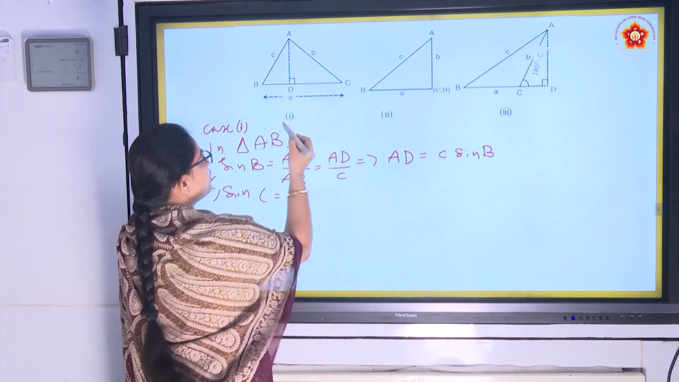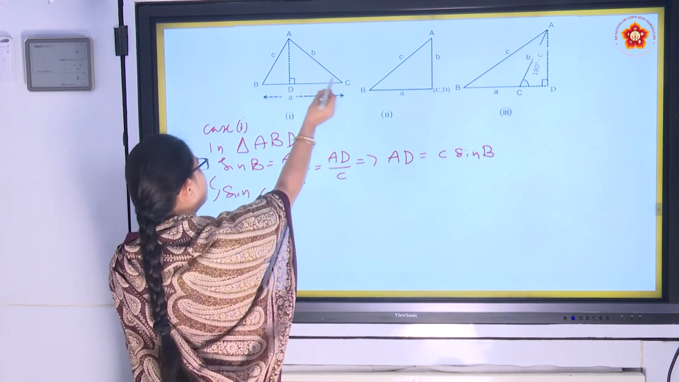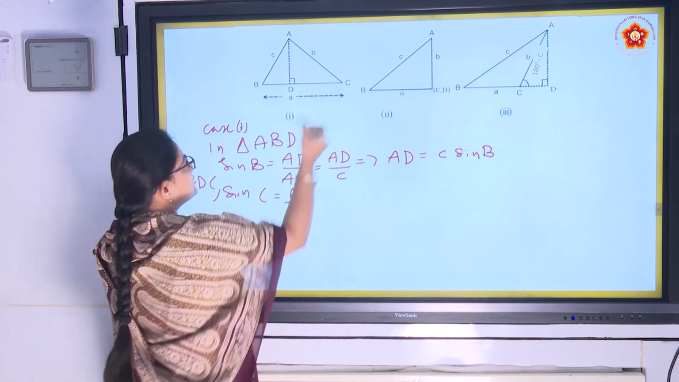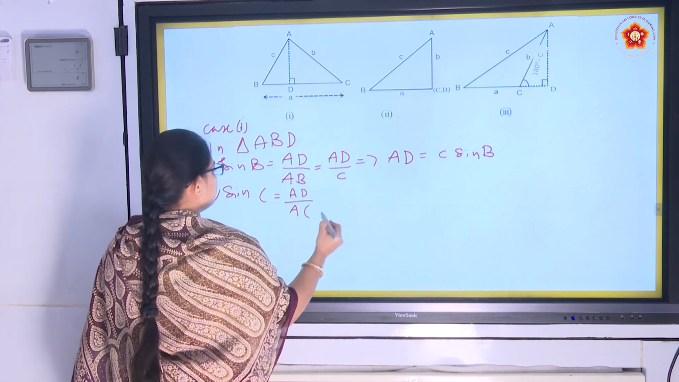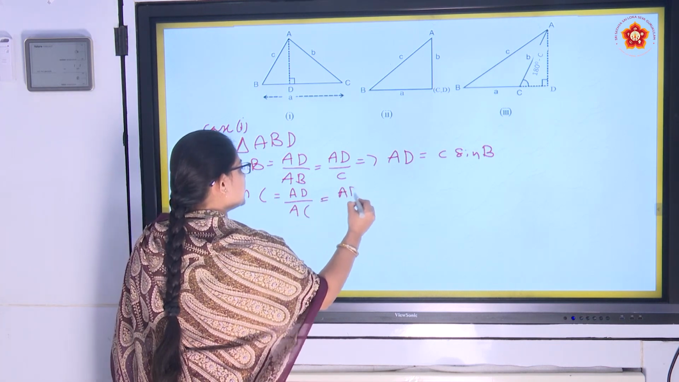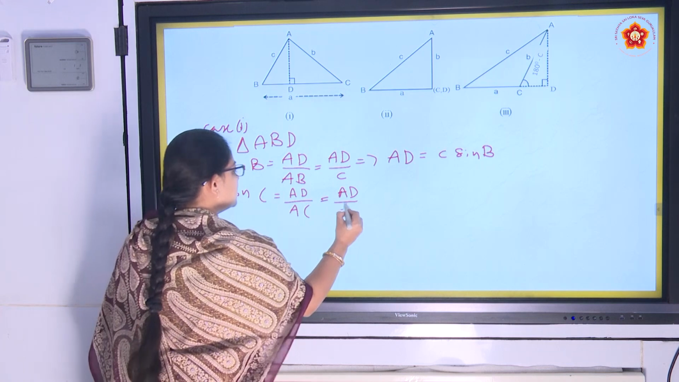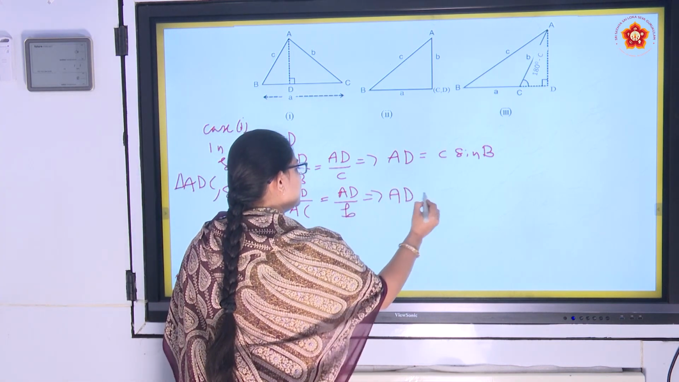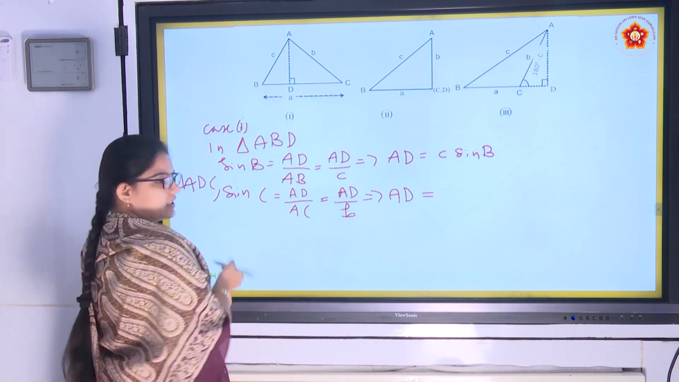So sin C is opposite by hypotenuse. So opposite side is here also AD, and the hypotenuse here we can see that is AC. So AD by AC is nothing but small letter b. Now this will imply what is AD? AD is nothing but B sin C.